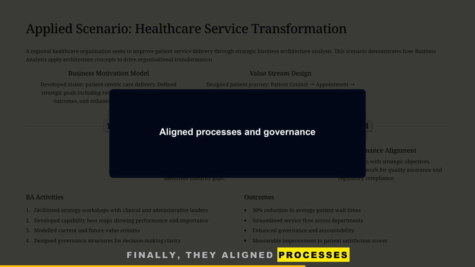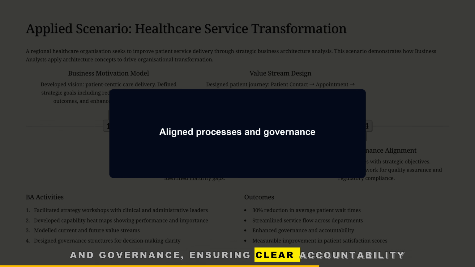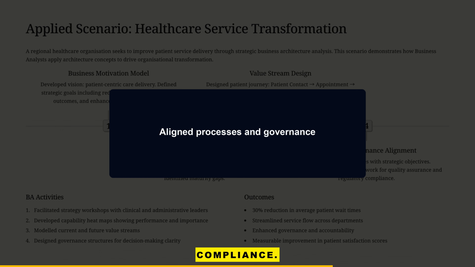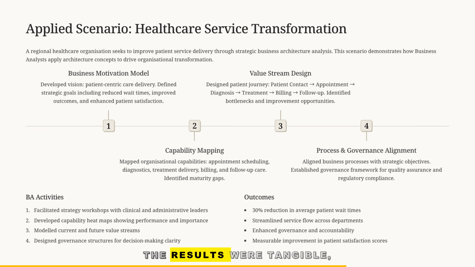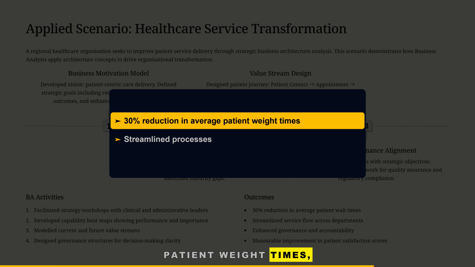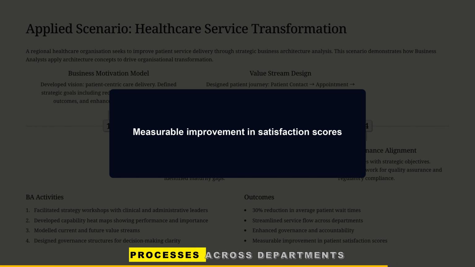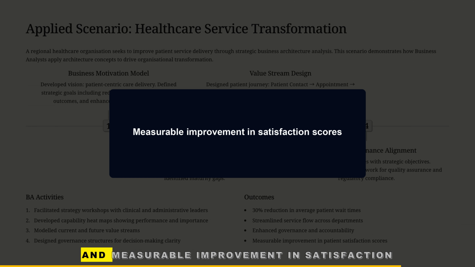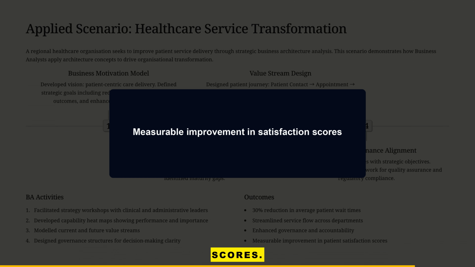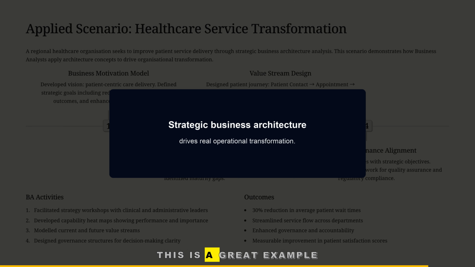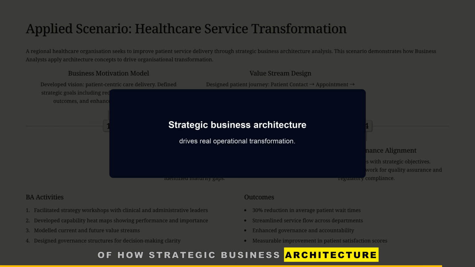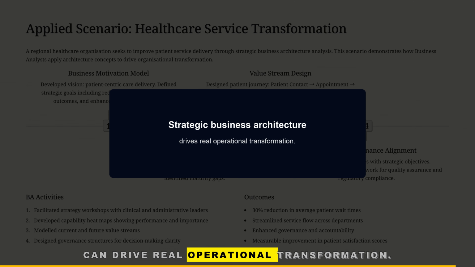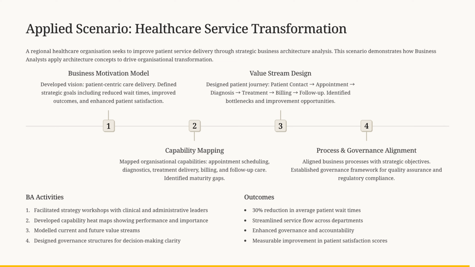Finally, they aligned processes and governance, ensuring clear accountability and regulatory compliance. The results were tangible: 30% reduction in average patient wait times, streamlined processes across departments, and measurable improvement in satisfaction scores. This is a great example of how strategic business architecture can drive real operational transformation.